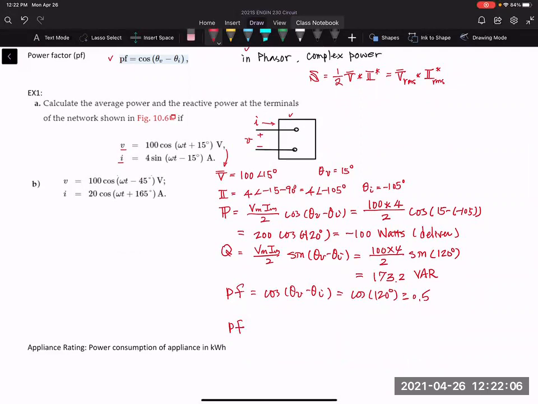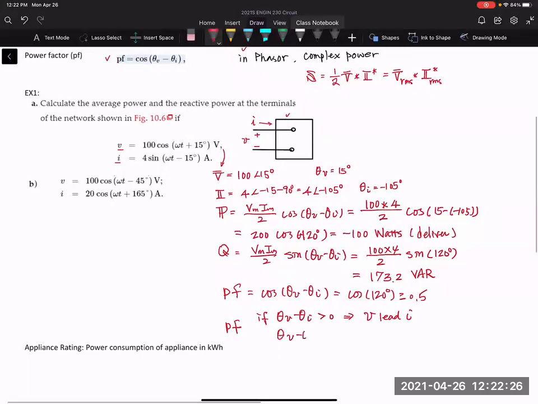So if your theta V minus theta I is larger than 0, that tells you V leads I. If theta V minus theta I is less than 0, then it will be opposite. The I will lead V. So the negative simply tells you whether this one is the lead or this one is the lag.